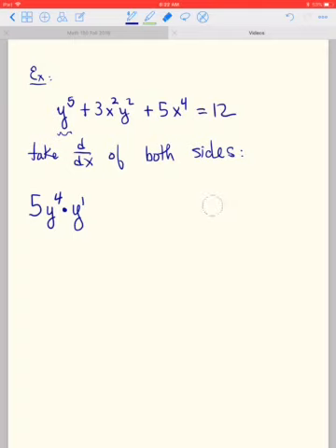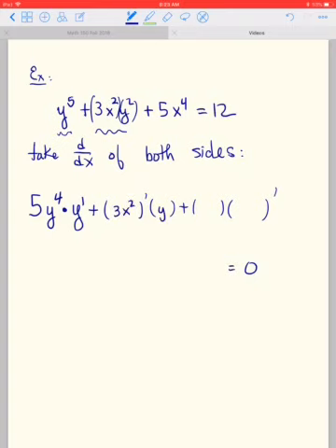I'm going to actually make some space for our equals 0. What about this middle term here? Well, this looks like a product. It looks like we have 3x squared times y squared. So to take the derivative of that, we'd want to use our product rule method with the parentheses here. So let's write that out. That'd be 3x squared derivative y squared, and then 3x squared times y squared derivative.